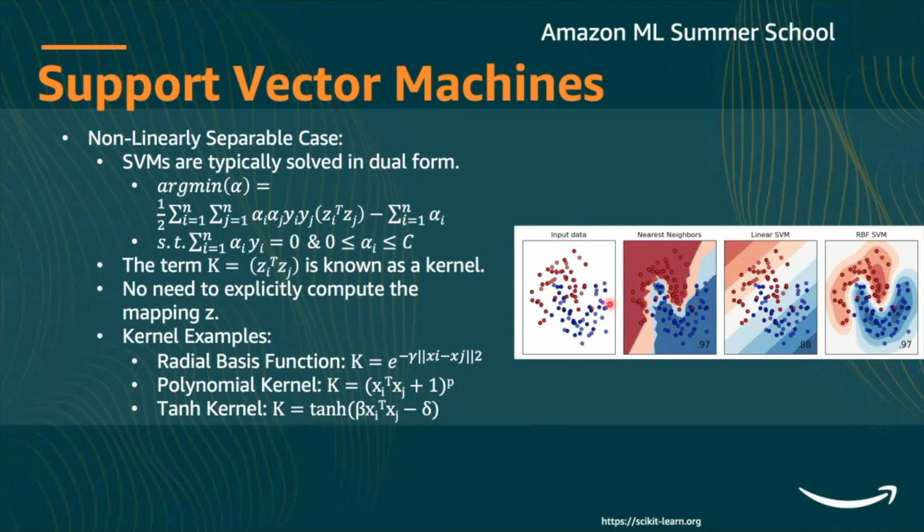Consider this 2 moons data set, right? This is not a linearly separable data set, as you can see. If you use nearest neighbor with some neighborhood value of k, you would get this kind of a classifier, and you get close to 97% accuracy. If you choose a linear SVM, you only get 88% accuracy. However, if you choose a RBF SVM, that means you're using this function, that means you're mapping it to some higher dimension using this function. You get this kind of classifier and you get 97% accuracy.